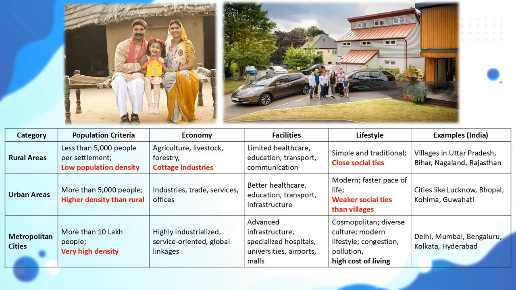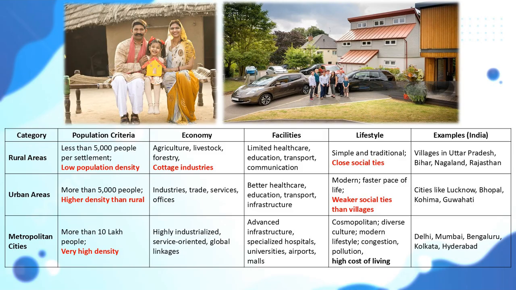Category, population, criteria, economy, facilities, lifestyle, examples, India. Rural areas: less than 5,000 people per settlement, low population density, agriculture, livestock, forestry, cottage industries, limited healthcare, education, transport, communication, simple and traditional, close social ties. Villages in Uttar Pradesh, Bihar, Nagaland, Rajasthan.